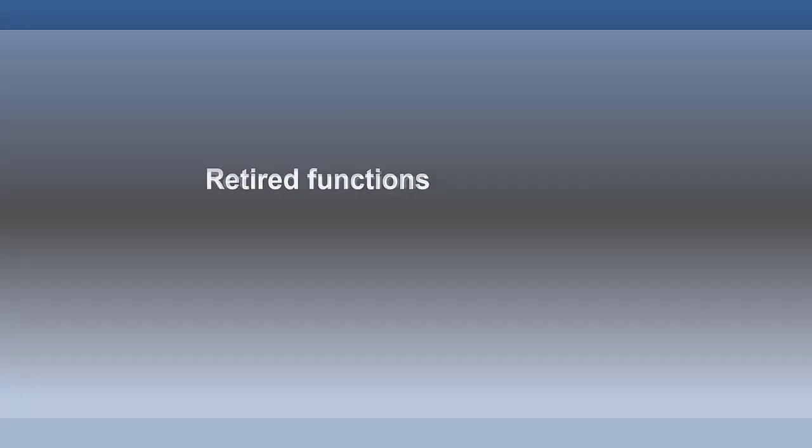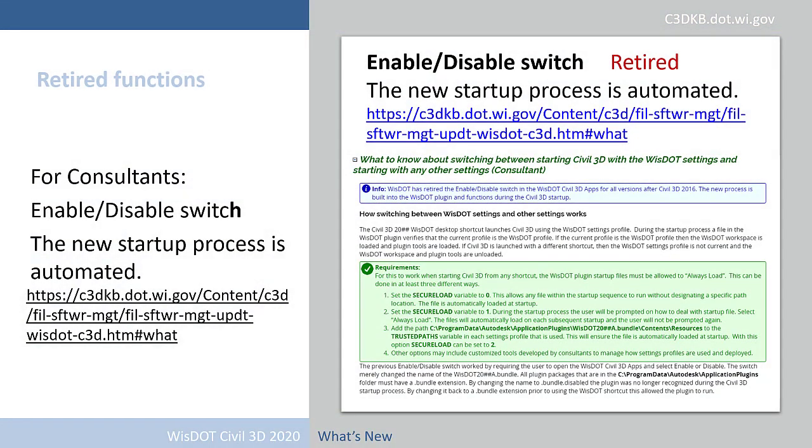Now we'll cover retired functions. For consultants, the Enable Disable switch that was located in the WisDOT Civil 3D apps has been retired. This tool used to manually turn off and on the WisDOT custom loading process. The new startup process is automated for 2018 and 2020. For this process to work, the user will need to allow the startup WisDOT files to run at every startup, even when starting Civil 3D in a non-WisDOT configuration.